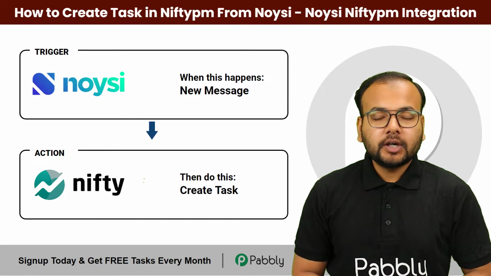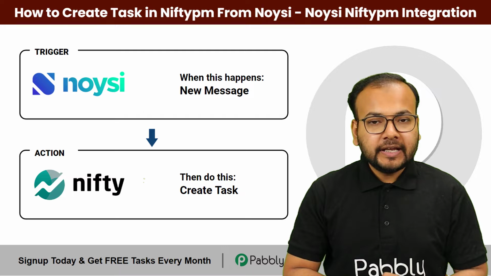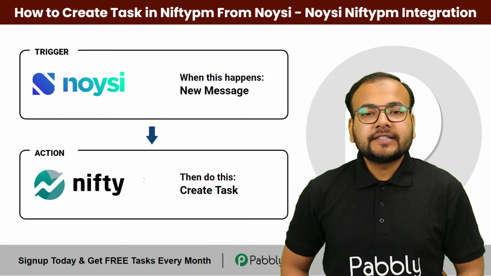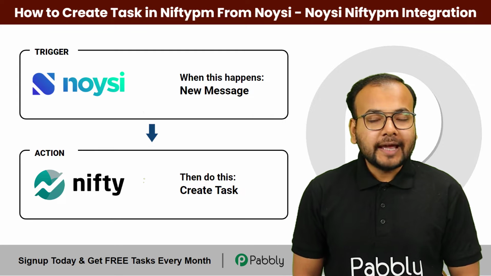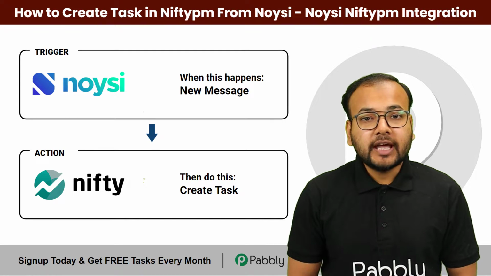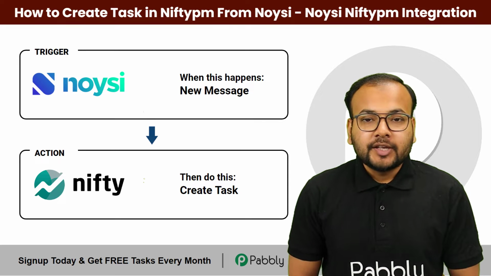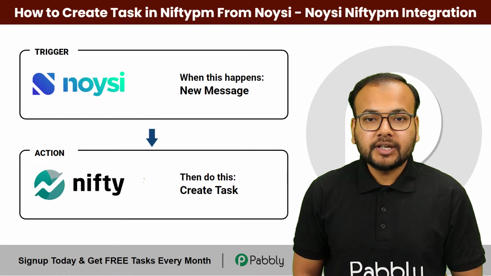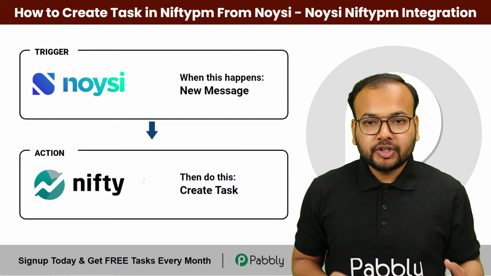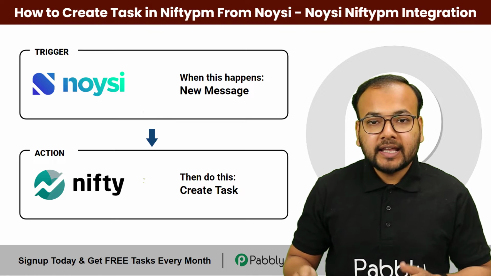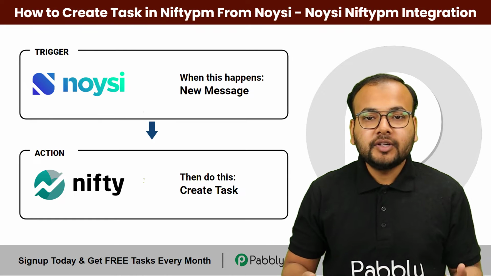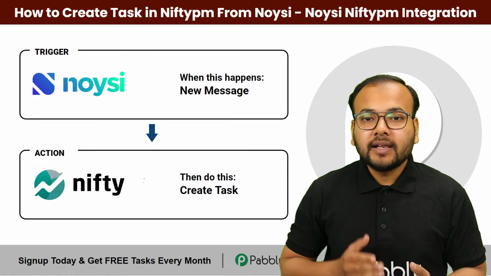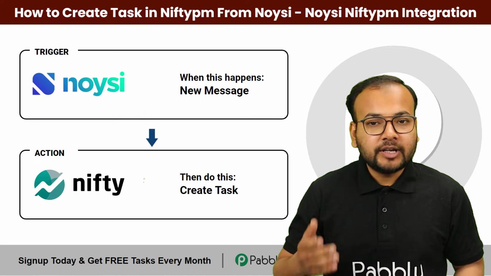Welcome to our new tutorial on how to create Nifty PM tasks from Noisy application automatically. So guys, Nifty is a project management tool and Noisy is a communication and collaboration platform. By integrating these two applications, you can streamline your task management, and this automation is going to create tasks in Nifty PM automatically whenever you send a message to your team on Noisy. So this will save your manual efforts and time and streamline your task management.